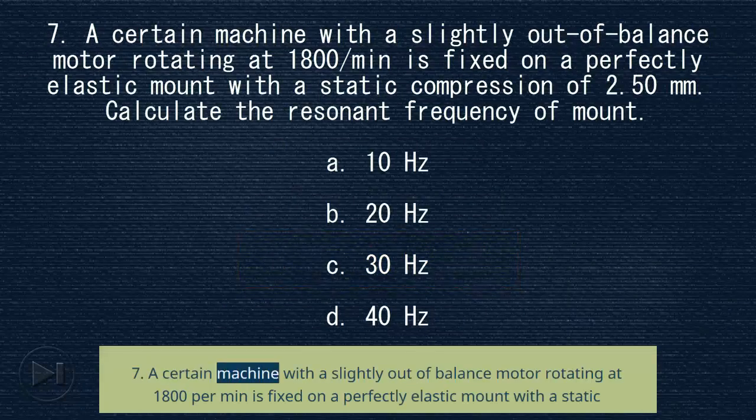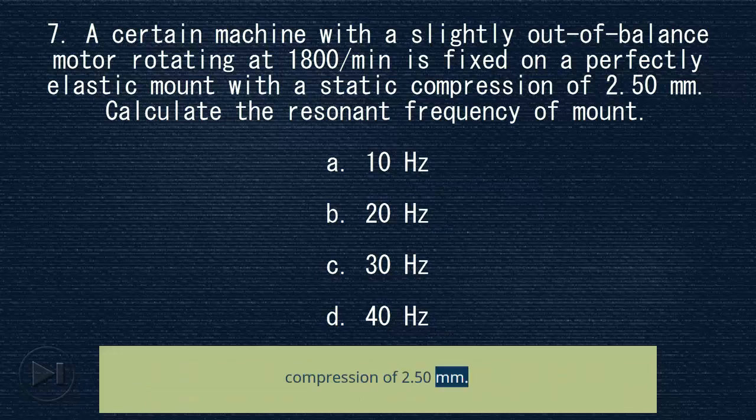7. A certain machine with a slightly out of balance motor rotating at 1800 per min is fixed on a perfectly elastic mount with a static compression of 2.50 mm. Calculate the resonant frequency of the mount. A. 10 Hz. B. 20 Hz. C. 30 Hz. D. 40 Hz. Answer: A. 10 Hz.